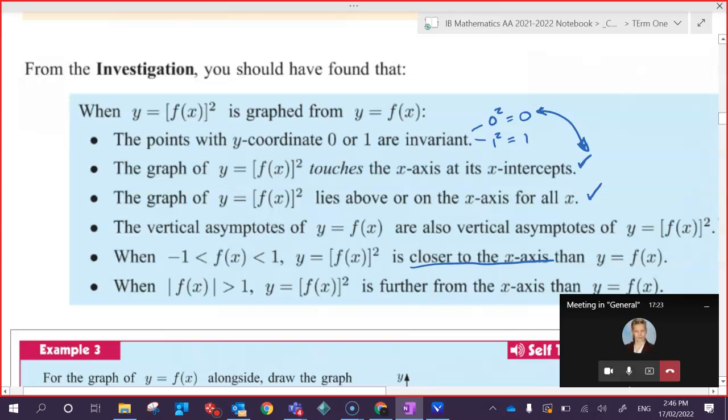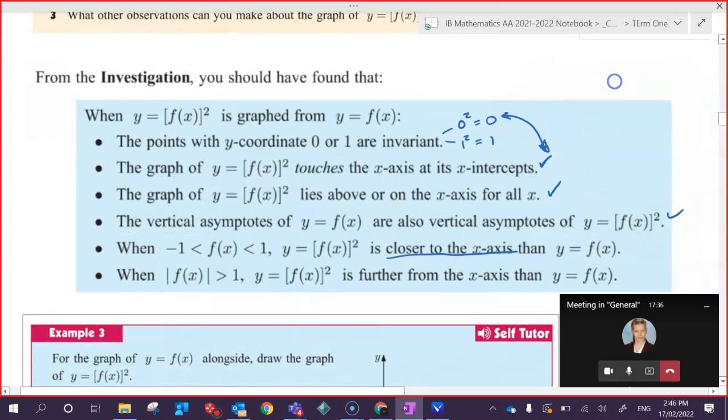It doesn't move when the y values are 0 or 1, and then it stretches. Usually you would only need to plot those extreme points. So like that turning point, which was at negative 4, we move it up to 16. That's all we've got to do. Nice questions. Nothing too terrible about them.